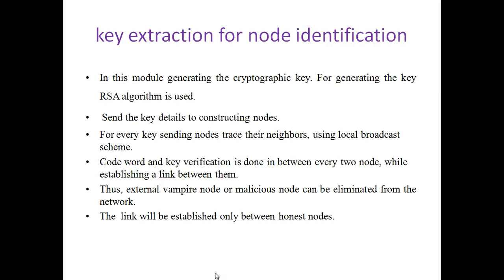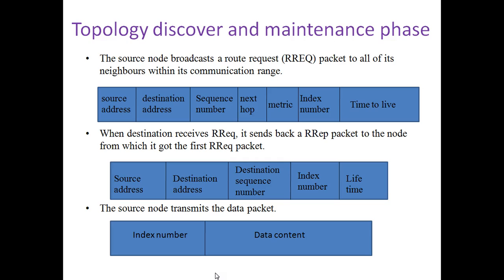Thus, the external vampire node or malicious node can be eliminated from the network. After that, the link will be established between each node. That is the honest node.